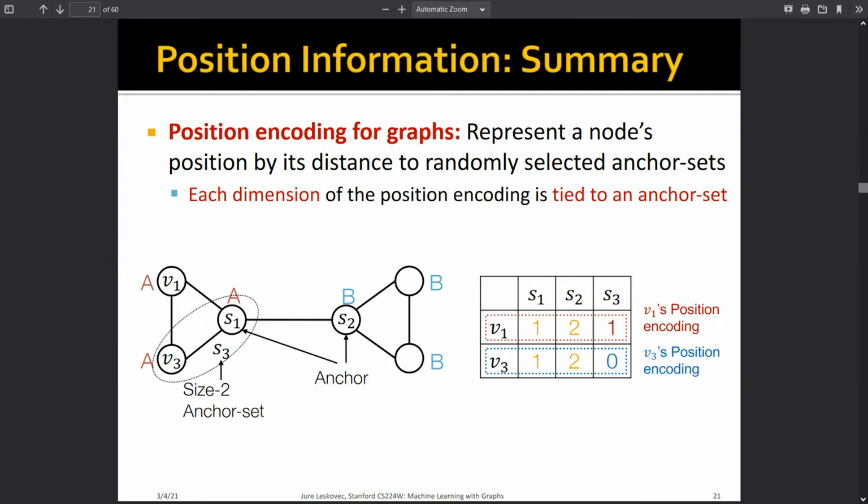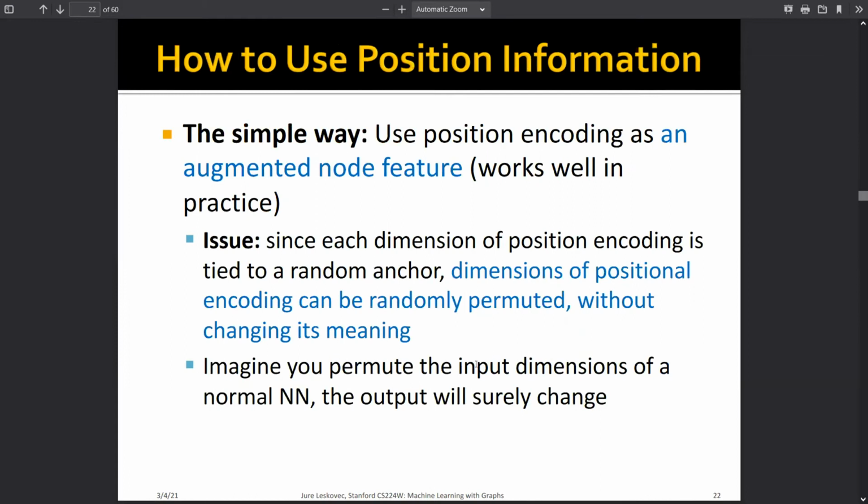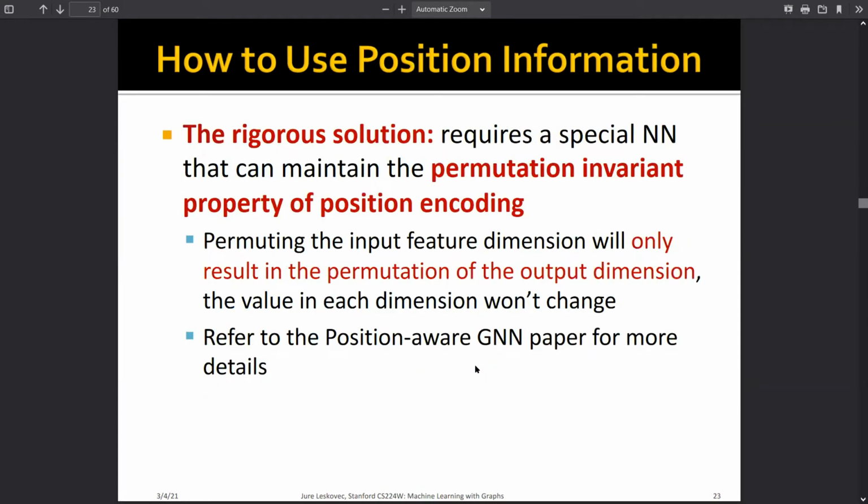So it's saying that we don't need to fix the order of the nodes, you're saying. So if yes, you are permuting, we are exchanging this, the order will change, but otherwise we can still differentiate between V1 and V3. Yes, exactly. Rigorous solution. Especially maintain the permutation invariant property of position encoding.